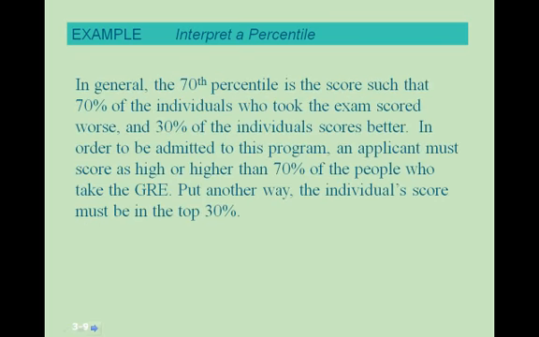So in general, the 70th percentile is the score such that 70% of the individuals who took the exam scored worse, and 30% of the individuals' scores were better. In order to be admitted to this program, an applicant must score as high or higher than 70% of the people who take the GRE. Put another way, the individual's score must be in the top 30%.